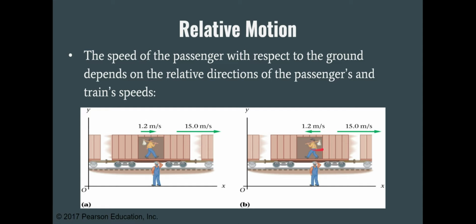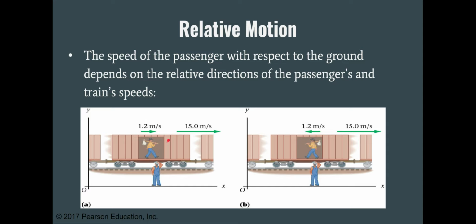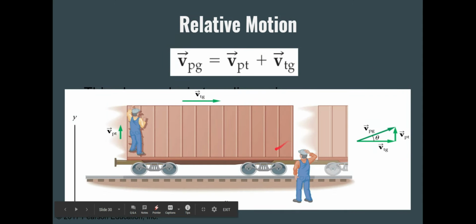In this second image, we see that the man on the train is walking in the opposite direction as the train is moving. So in this case, the man on the ground is going to see this passenger on the train moving at a greater velocity than this man who's walking in the opposite direction of the train's velocity. Okay. But we can also put numbers with this, and you will be doing this in just a moment.